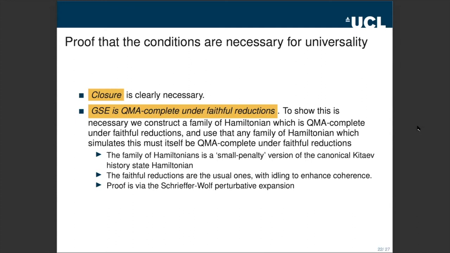To show that the second condition, the faithfulness condition, is necessary, what we do is we construct a family of Hamiltonians which are QMA complete under faithful reductions, and then use that any family of Hamiltonians which simulates this must itself be QMA complete under faithful reductions. I'm not going to talk about that step of the proof in any detail. It just follows via perturbation theory. So the more interesting direction is proving that these conditions are sufficient for universality.